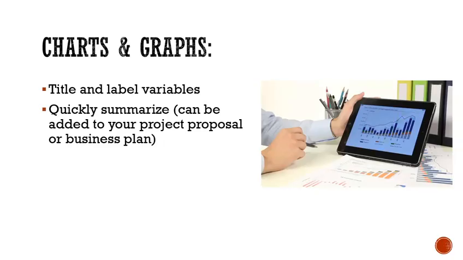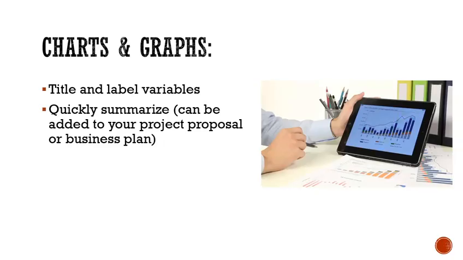So first of all, make sure you title and label everything, right? Again, make sure that they're easy to understand. If they're too complex, right, that's taking too much distraction away from you and whatever points you're making. Quickly summarize these. And remember, you can always add the more complex ones to your project proposal or business plan for them to review later, right? So you could take a complex chart or graph and throw it up there really quickly to summarize, or throw a simplified version of it and say the more complex one is in the project proposal.